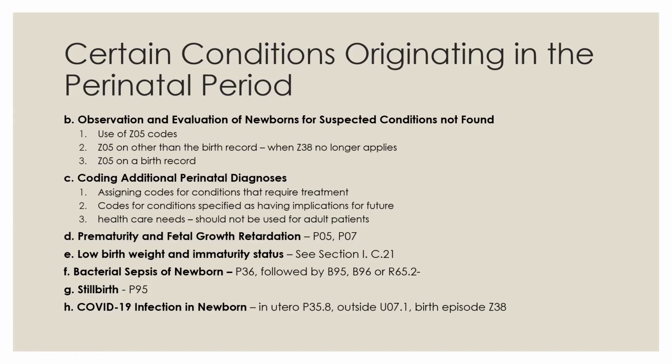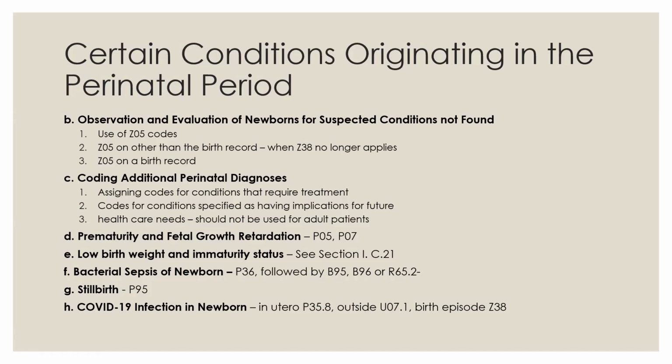And lastly, for this page and for this chapter, COVID-19 infection in newborn. For a newborn that tests positive for COVID-19, assign code U07.1 for the COVID-19 and the appropriate codes for the associated manifestation or manifestations in neonates, newborns, in the absence of documentation indicating a specific type of transmission.